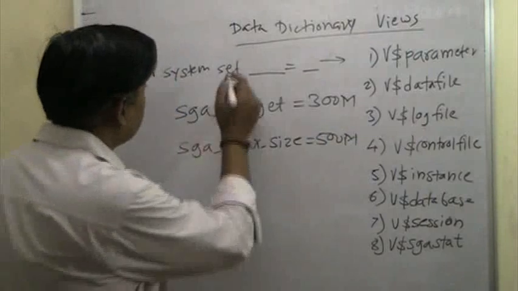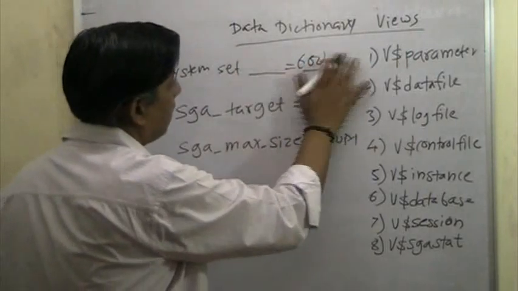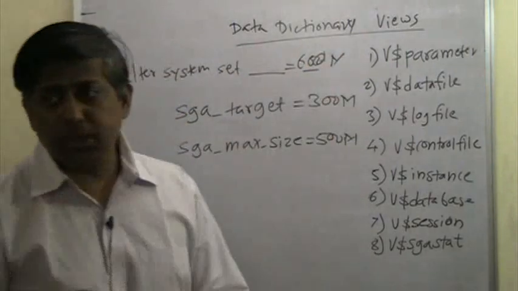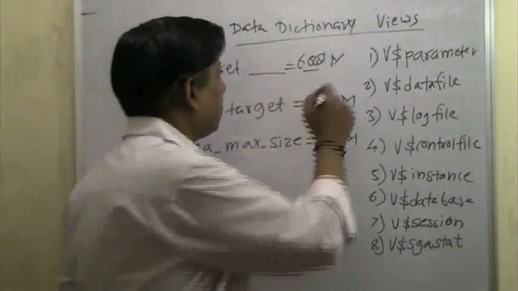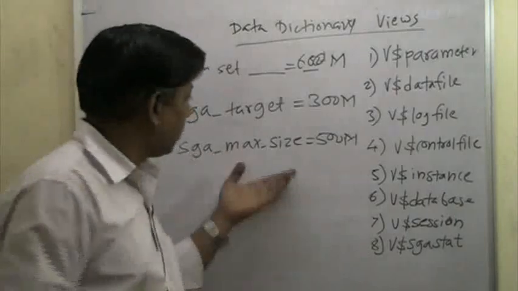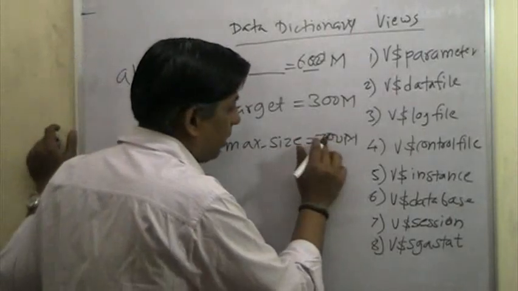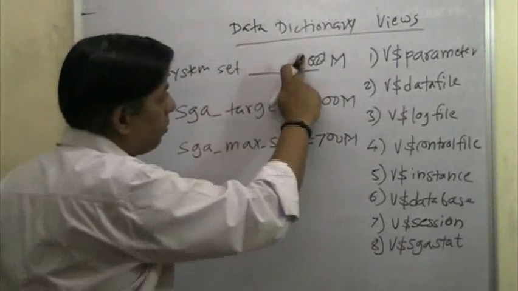That means I cannot say here ALTER SYSTEM SET SGA_TARGET=600 megabytes. I cannot say that. Why? Because SGA_MAX_SIZE has a meaning. SGA_MAX_SIZE is the upper limit that you can change it up to. So I can say only up till 500. But now what if I want to change this parameter? I want to change this to 700. Then can I say ALTER SYSTEM SET SGA_MAX_SIZE=700?